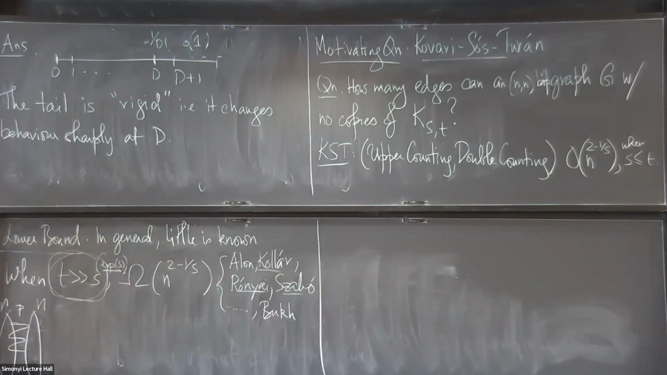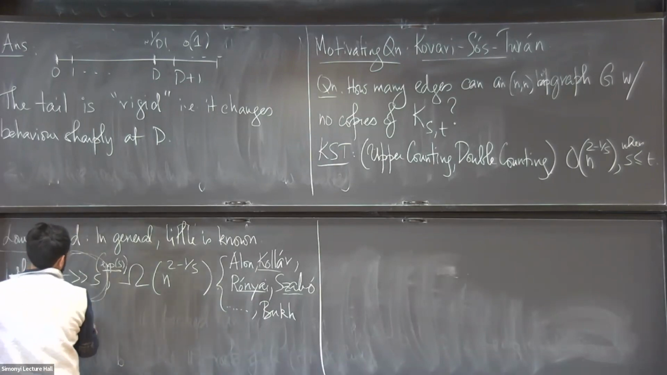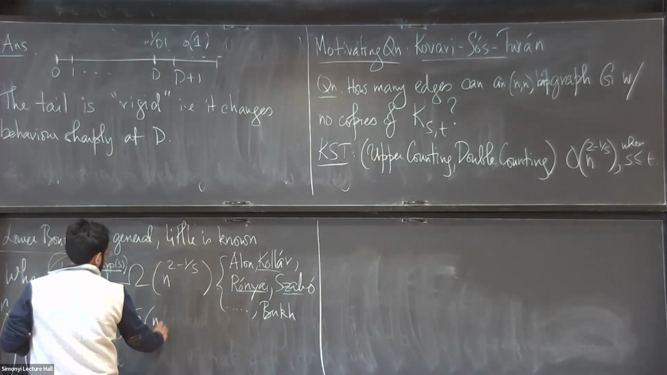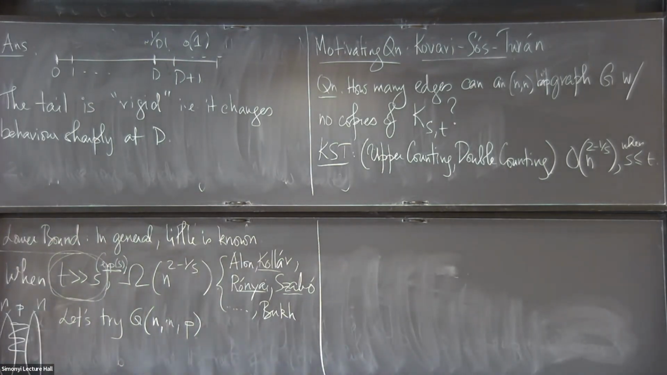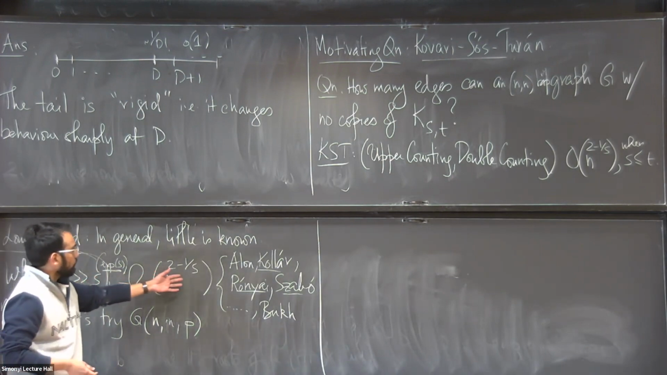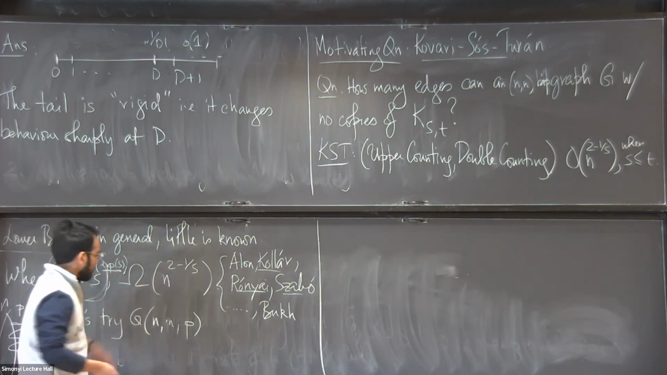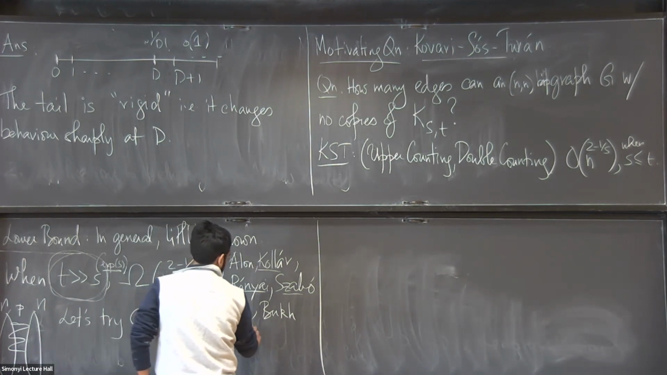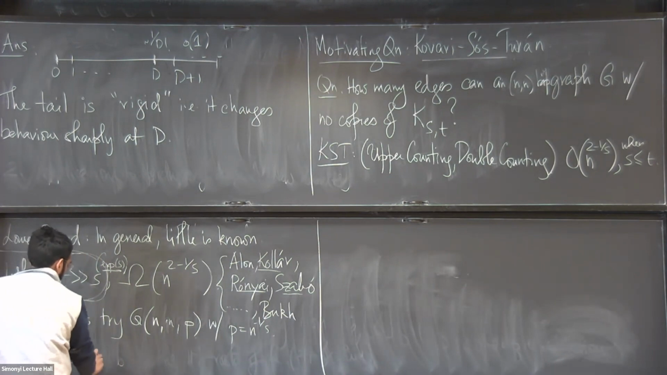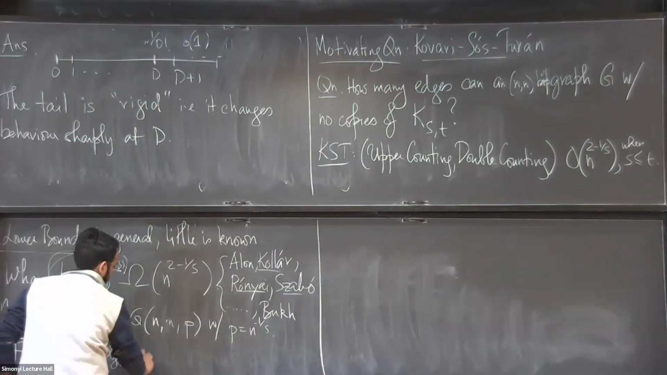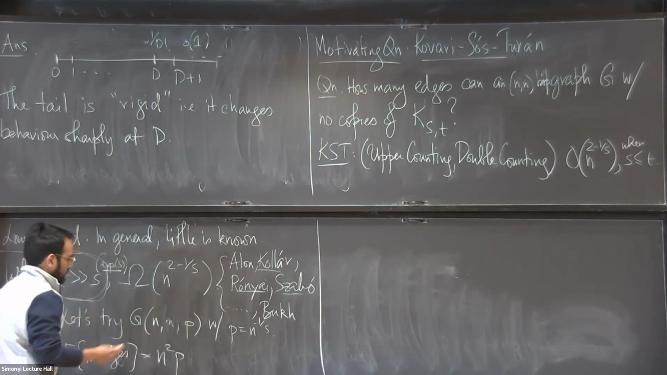Okay. Let's look at a random graph, a bipartite random graph. So let's try G(n, n, p): two blobs of size n, each edge in between I'll put in with probability p. And I'll pick p to get the number of edges I want. So let's say p is n to the minus 1 over s. Then the expected number of edges is what we want it to be, which is n to the 2 minus 1 over s.